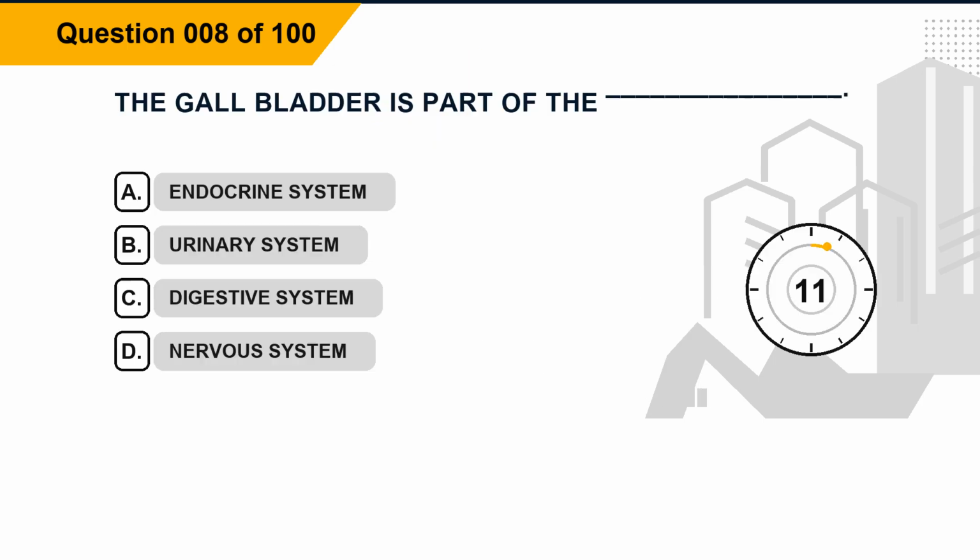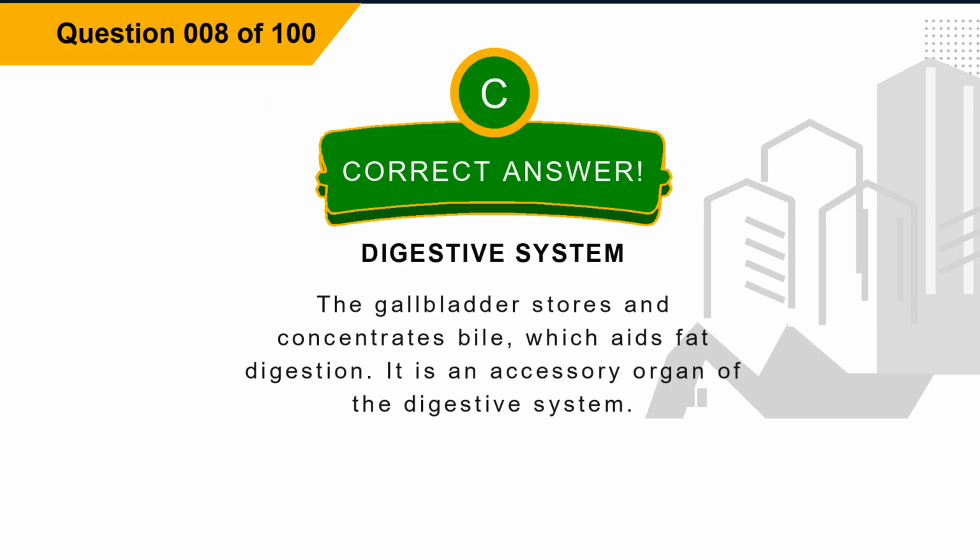Question 8. The gallbladder is part of the blank. Option A, endocrine system. Option B, urinary system. Option C, digestive system. Option D, nervous system. The correct answer is option C, digestive system. Explanation. The gallbladder stores and concentrates bile, which aids fat digestion. It is an accessory organ of the digestive system.